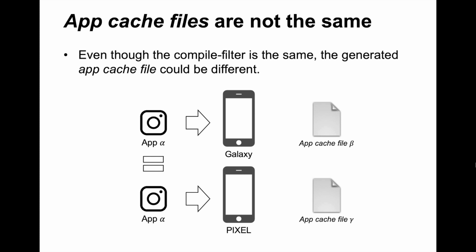Does only the compile filter affect the app cache file? The answer is no. Even though the compile filter is the same, the generated app cache file could be different. Let's assume that we installed Instagram on both a Galaxy and a Pixel phone. These two smartphones have the quicken filter as the compile filter. However, the generated app cache files in these smartphones are different because the vtable values are different for each phone.